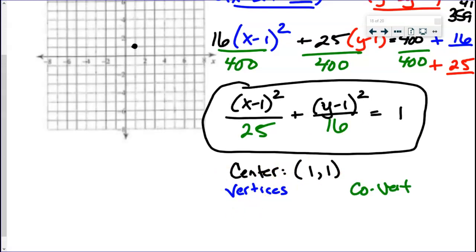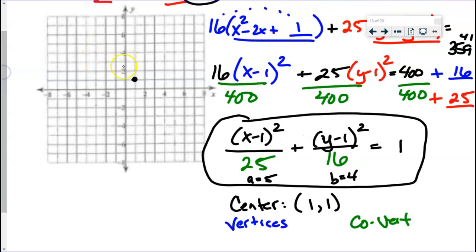So in a horizontal ellipse like this, the larger direction, the major axis, is going the square root of this, so 5 units in each direction. And in the vertical direction, it's going 4 units. So for me, I literally plot that, and then I make sure the formulas worked out the way they're supposed to work out. So here goes.